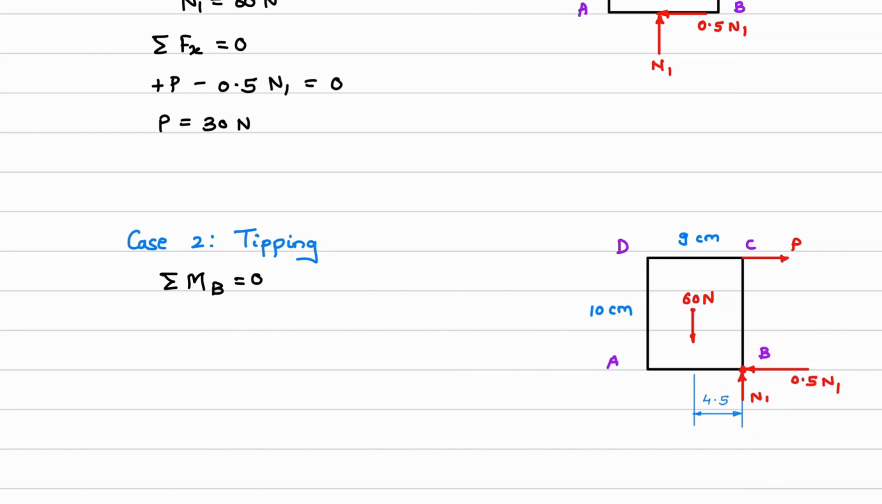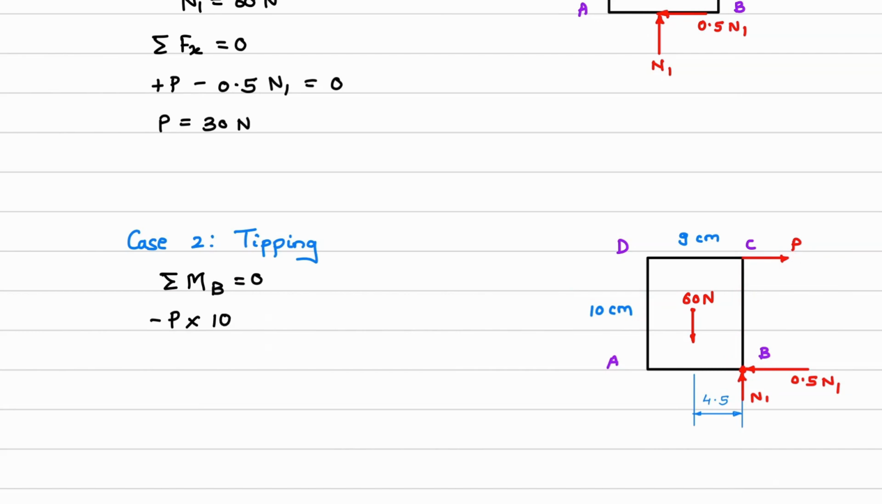Now we will consider moment of P. Keep your thumb at B, keep your index finger at C, rotate your index finger in the direction of arrow, it is clockwise. So minus P into the perpendicular distance of this force from point B. This is 10 centimeter, multiplied by 10.